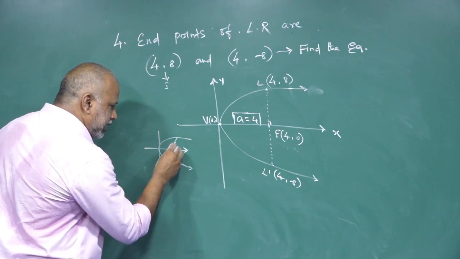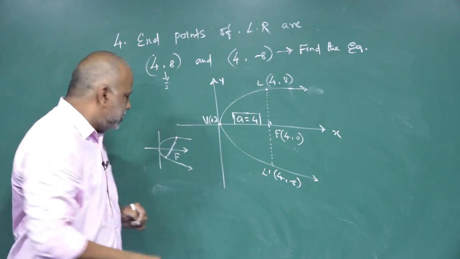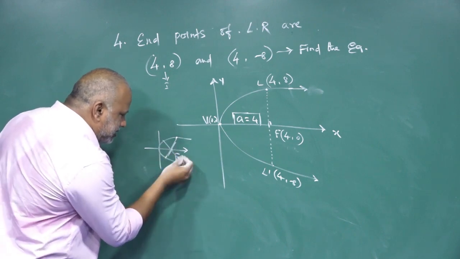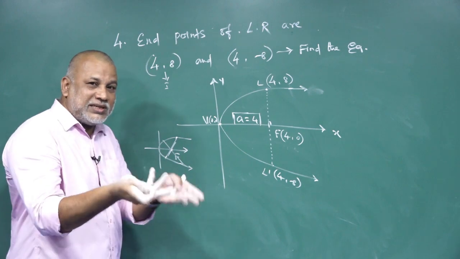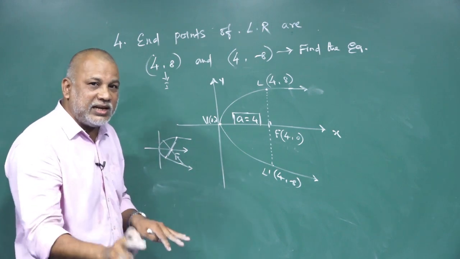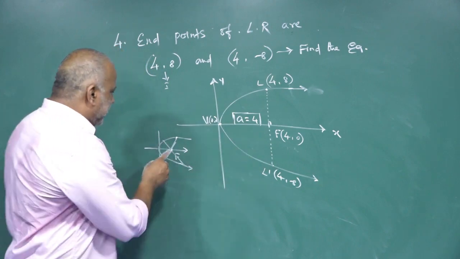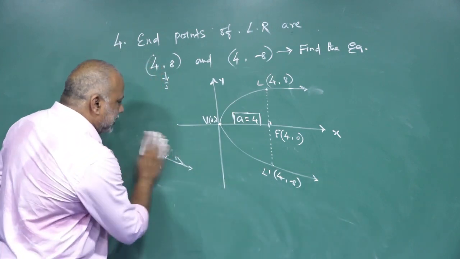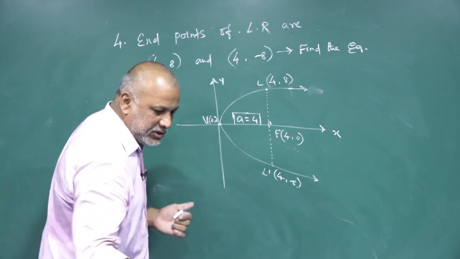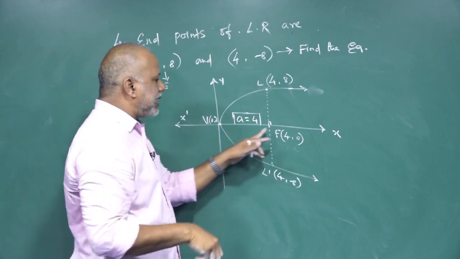Suppose many students may get a doubt like this. This is also a focal chord. So here you can draw a line like this. This is also a focal chord. Any chord passing through the focus is called a focal chord. But see the definition: it is perpendicular to the axis. So these 2 lines are not perpendicular to the axis. Therefore, you must draw the diagram as per the logic. It must be perpendicular to the axis.